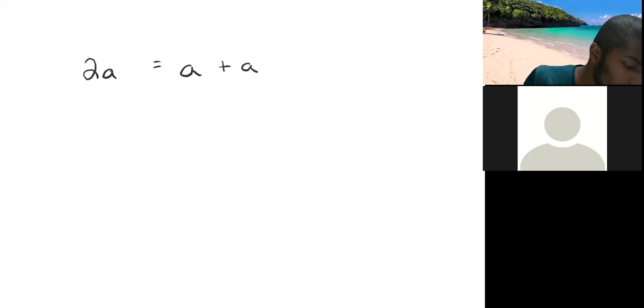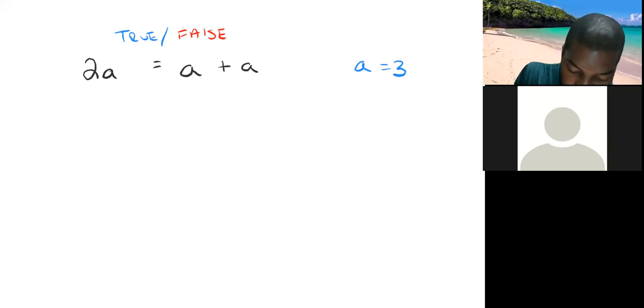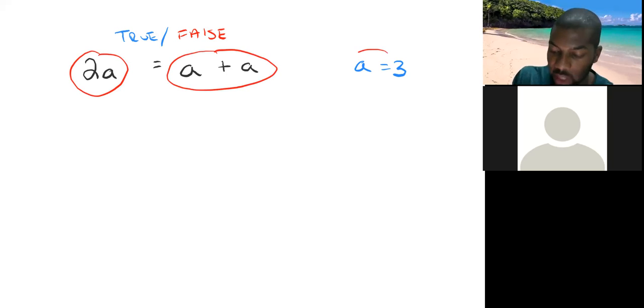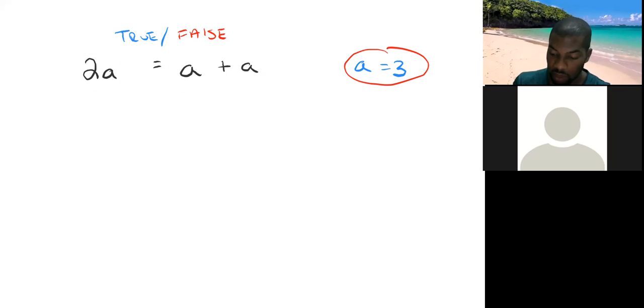So if I give you 2a equals a plus a, and I tell you when a is 3, is this true or is it false? And let me be clear. What we're asking here is, will 2a be the same thing as a plus a if a is equal to 3? That's what they're asking. And so how do you test this? Simply, you substitute the a for 3.